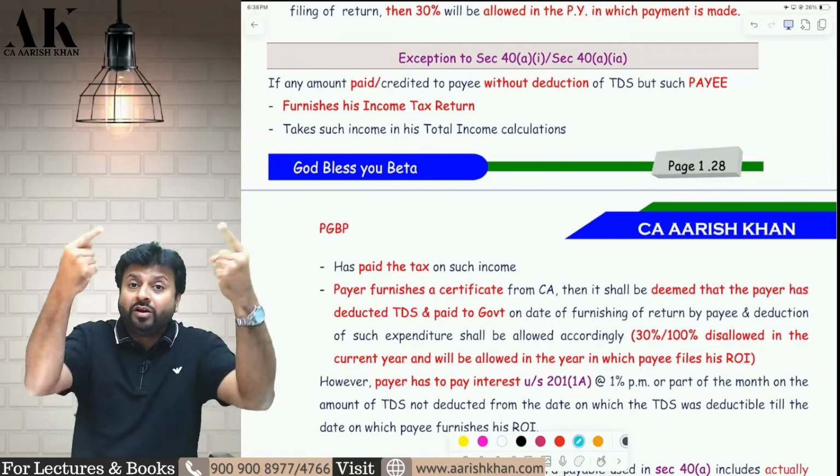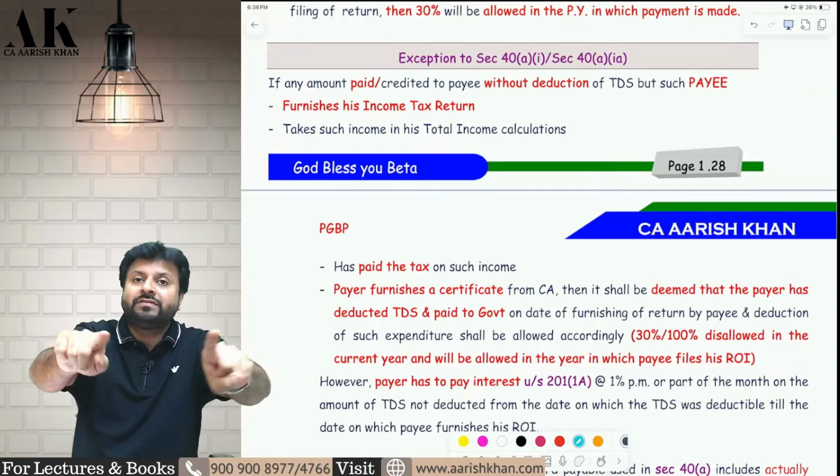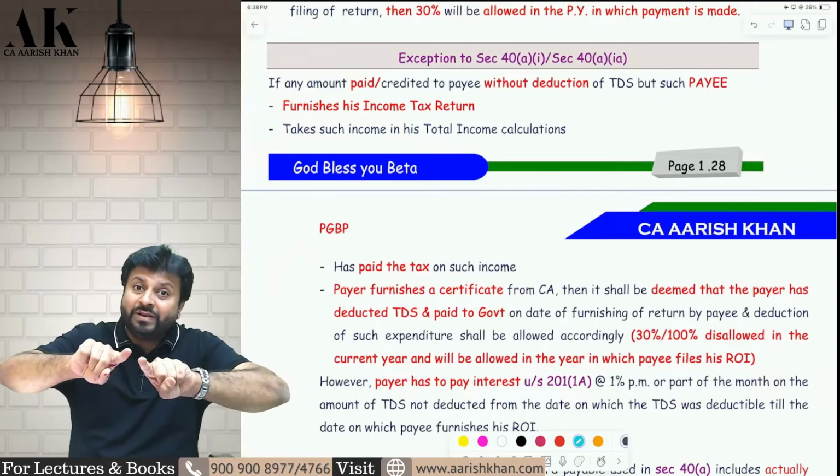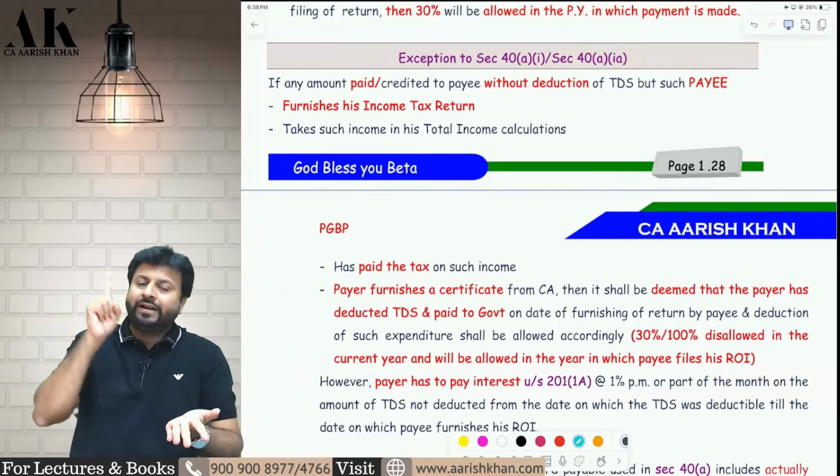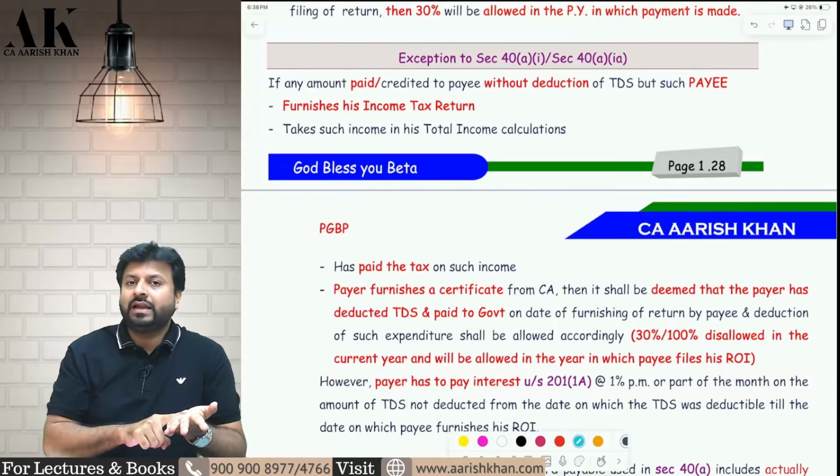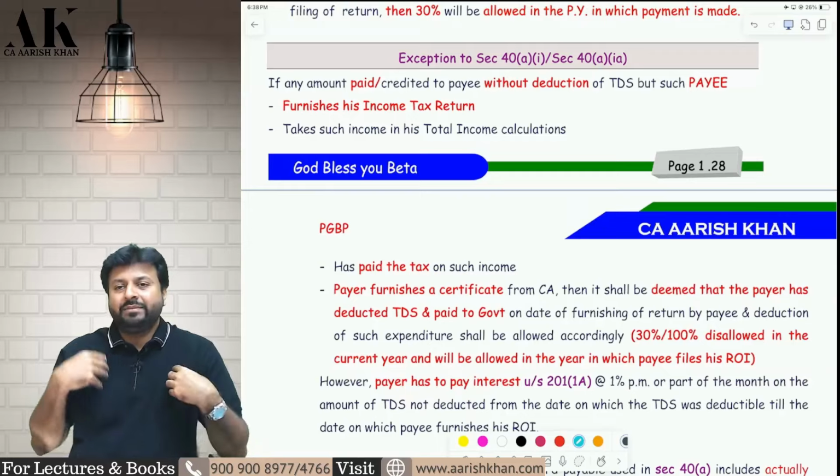In the current year, I have to disallow the expenditure because it is deemed that I have deducted on the date on which you have filed the return, and you will obviously file the return after 31st March. So I have obviously deducted in the next year only. Therefore, in the current year it will be disallowed, and in the next year it will be allowed as deduction to me. Plus, will I be liable for some interest?